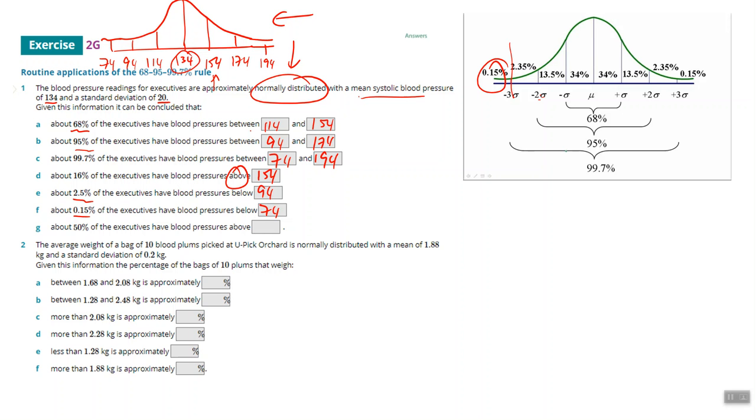About 50% of the executives have blood pressure above. Well, pretty straightforward. Above 50%. Well, we know the 50% mark is there. So above 50% will be whatever that value is. So 134. Okay.